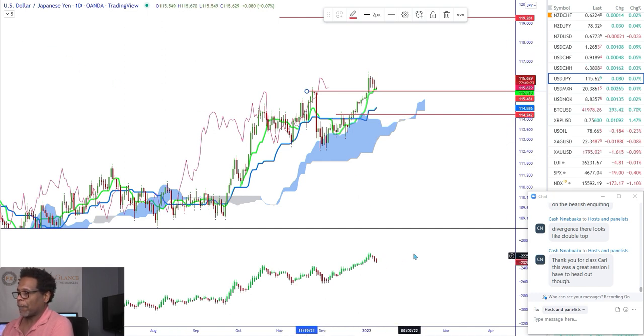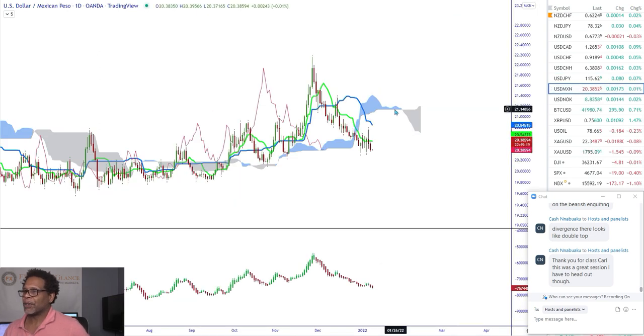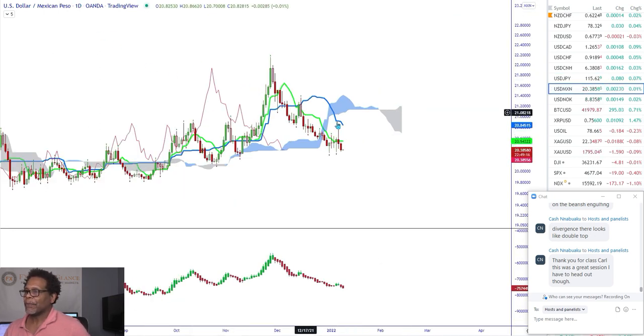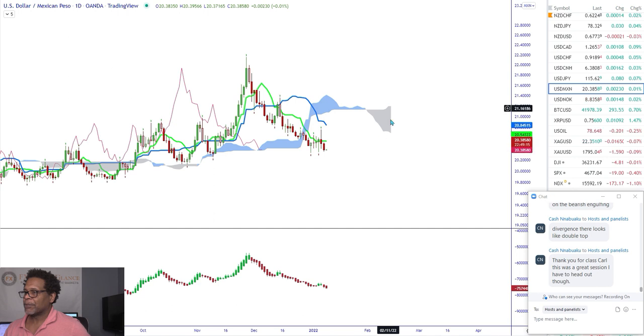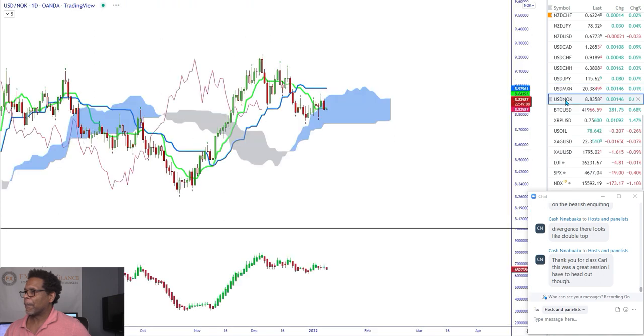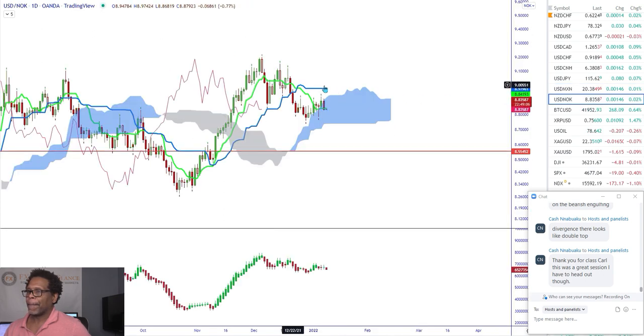All right, and then finally, let's go to Mexican peso. I'm not going to really look at that. It is bearish. Starting to get a thicker cloud. You might be getting a little bottom here before you get a correction. Let's go to the Krone. It's flat. All right, so maybe you're in a little range here. I don't see anything to trade at this point.